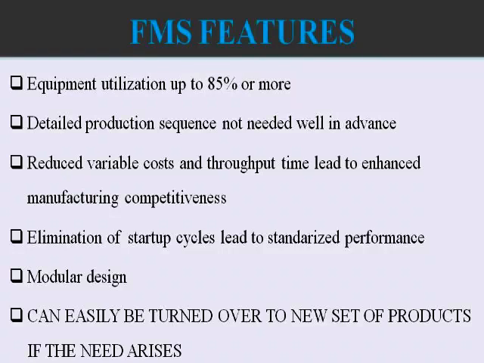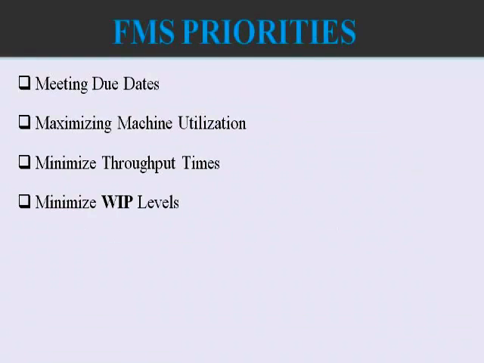Equipment utilization is up to 85%. Detailed production sequence is not needed well in advance. Reduced variable costs and throughput time lead to enhanced manufacturing competitiveness. Elimination of startup cycles leads to standardized performance. And a modular design concept can be implemented, and it can be easily turned over to a new set of products if the need arises because the product variety is high.